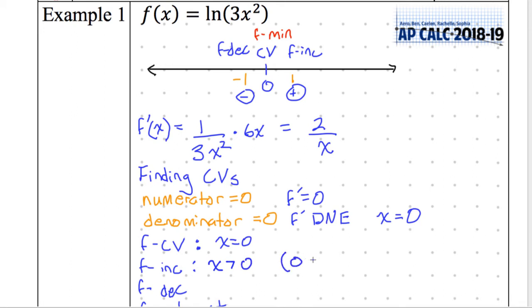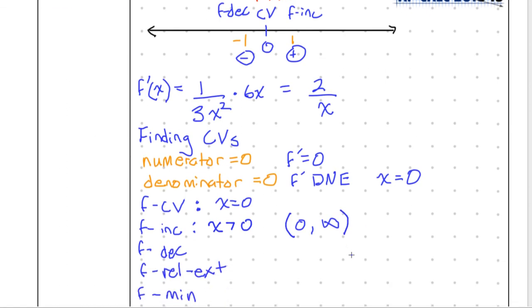From 0 to infinity. Do I use a square bracket or parentheses for the 0? Parentheses. And what about for the infinity? Parentheses. Good, yep. F decreasing, where is that? Negative infinity to 0, using the same parentheses. And in inequality notation, how do I do that? x is less than 0. Perfect.